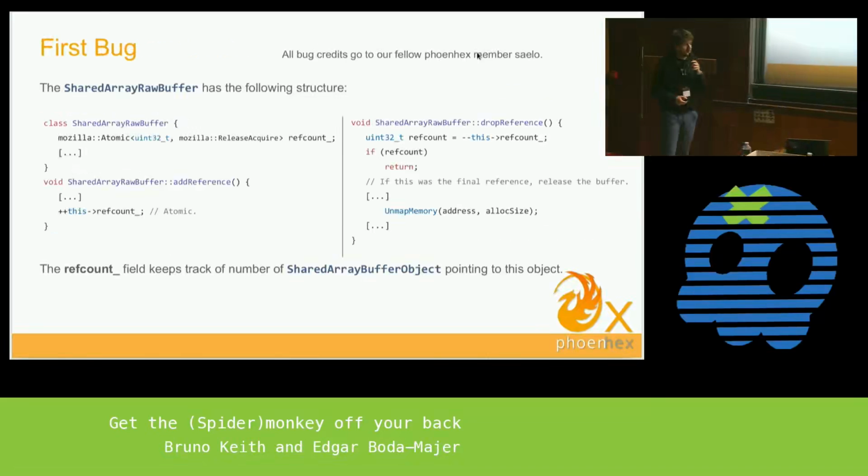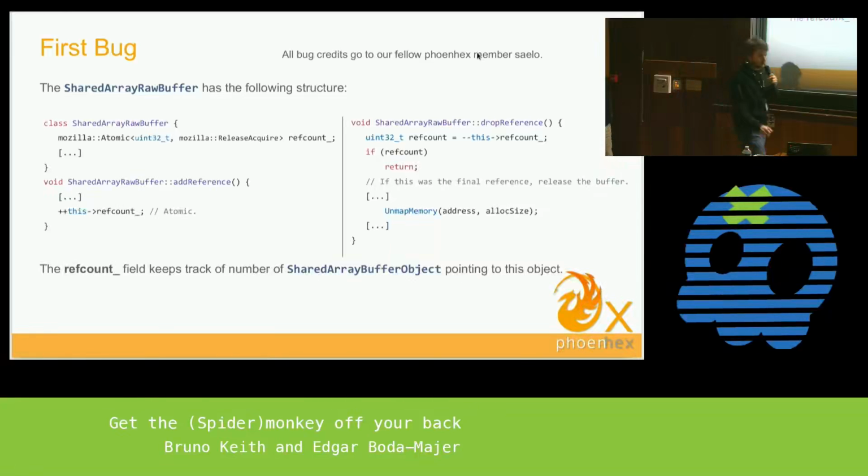So let's look at some of the code of the shared array raw buffer. Since it's raw memory that has several references to it, it keeps a ref count here, and the ref count is basically just a uint32. Each time you send a shared array buffer, the structured clone algorithm will call add reference, which will increment the ref count. That way we know when there are no more references to the memory, and we can free it, which happens in drop reference. Whenever one of the shared array buffer objects gets freed, drop reference gets called here. It will decrement the ref count. If the ref count is non-zero, it will just return. But if the ref count is 0, it means there are no more references to that memory, and the memory just gets unmapped.